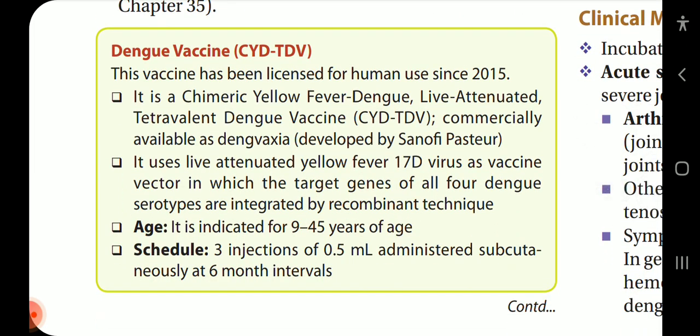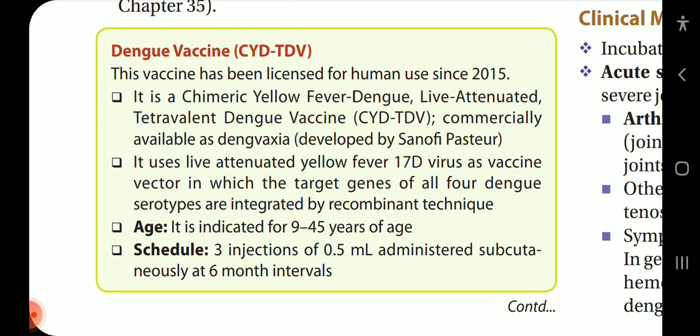Dengue vaccine CYD-TDV. This vaccine has been licensed for human use since 2015. It is a chimeric yellow fever dengue live attenuated tetravalent dengue vaccine, CYD-TDV, commercially available as Dengvaxia, developed by Sanofi Pasteur. It uses live attenuated yellow fever 17D virus as vaccine vector, in which the genes of all four dengue serotypes are integrated by recombinant technique. Age.